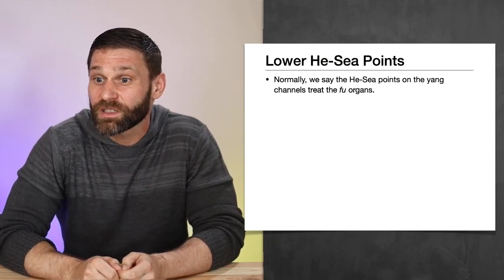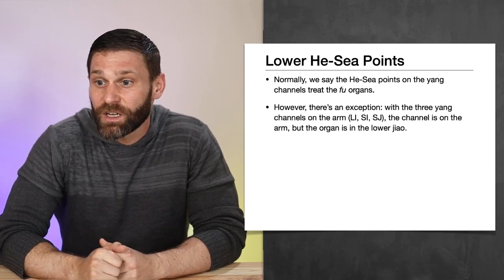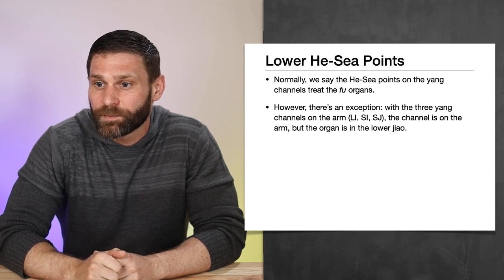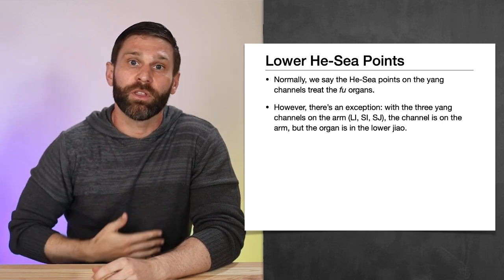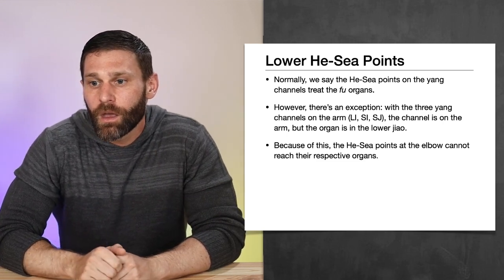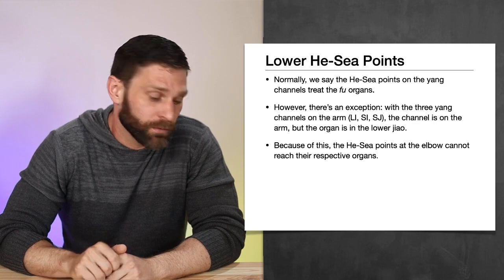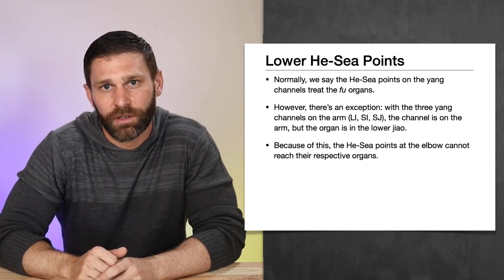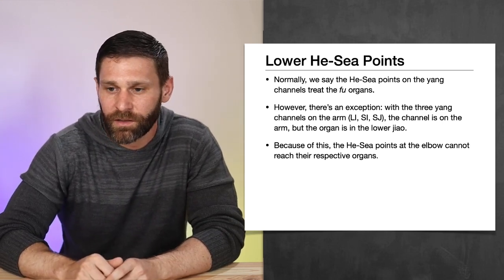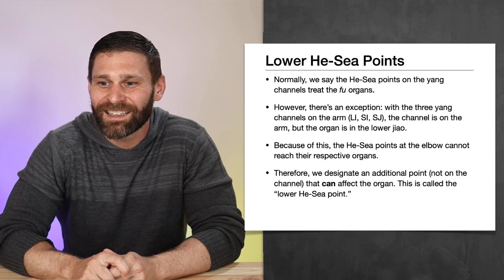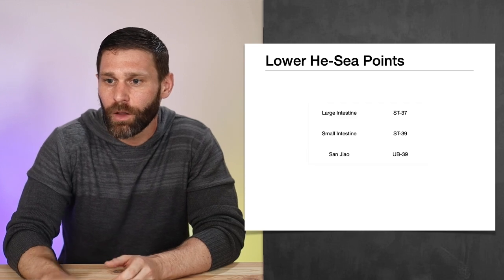So I guess this is what we said. Normally we say the He points on the yang channels treat the yang organs. The exception to this is the 3 yang channels on the arm. The channel traverses the upper limb, but the organ is in the lower jiao. And because of this, the He points on the elbow just can't reach the organ. They're just too far away. Li11 can't reach the large intestine organ. The He point of the small intestine channel can't treat the small intestine organ. So what we do is we designate an additional point not on the channel that can affect the organ. And we call that the lower He point.